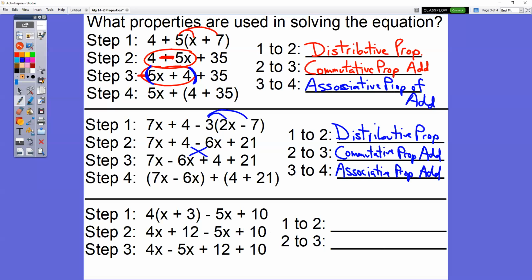Go ahead and try this third one, please.